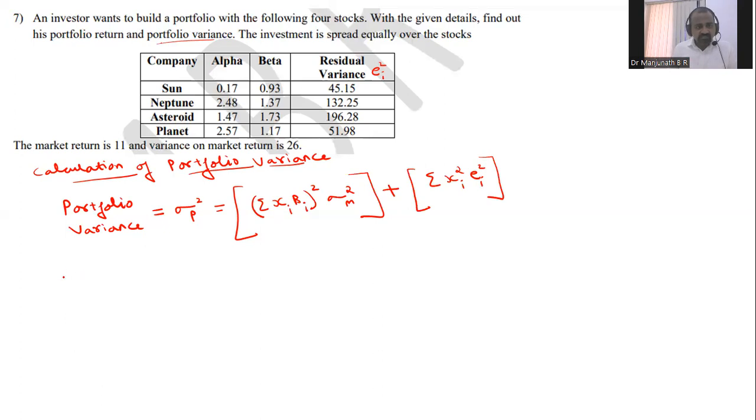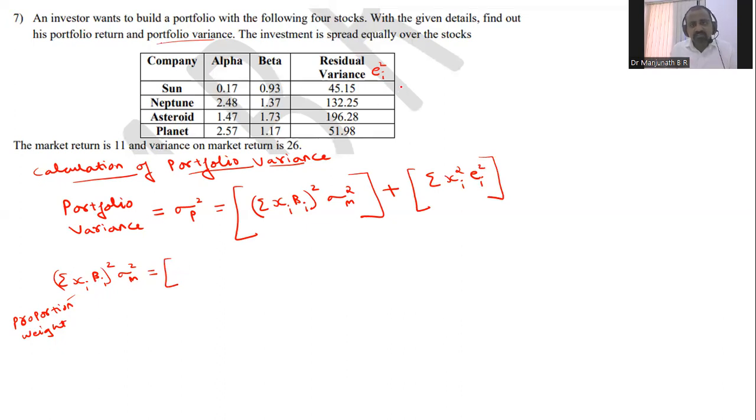Let's get this summation of xi beta i within the brackets, squared. This is multiplied with market variance. Now, how do we solve this? This is what we will be looking into now. Xi is nothing but proportion, or you can simply say weight. Right. Now, let's apply the formula on the given data.